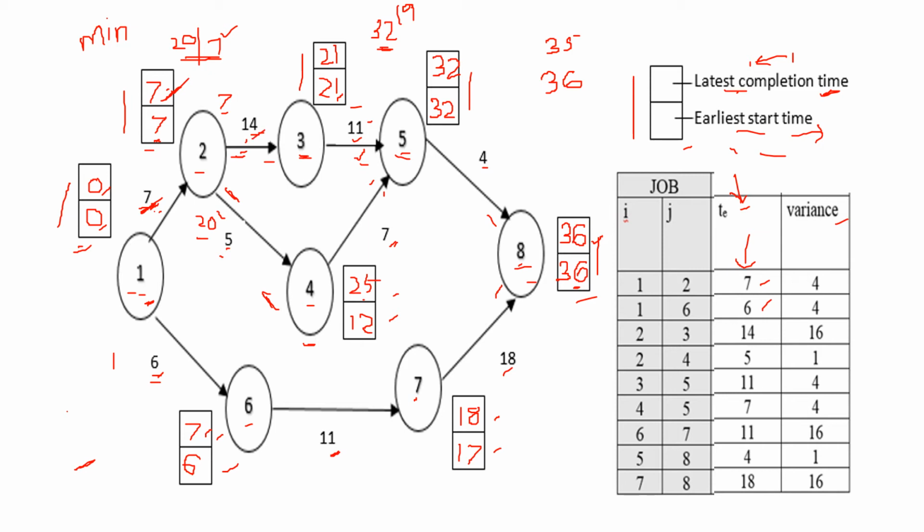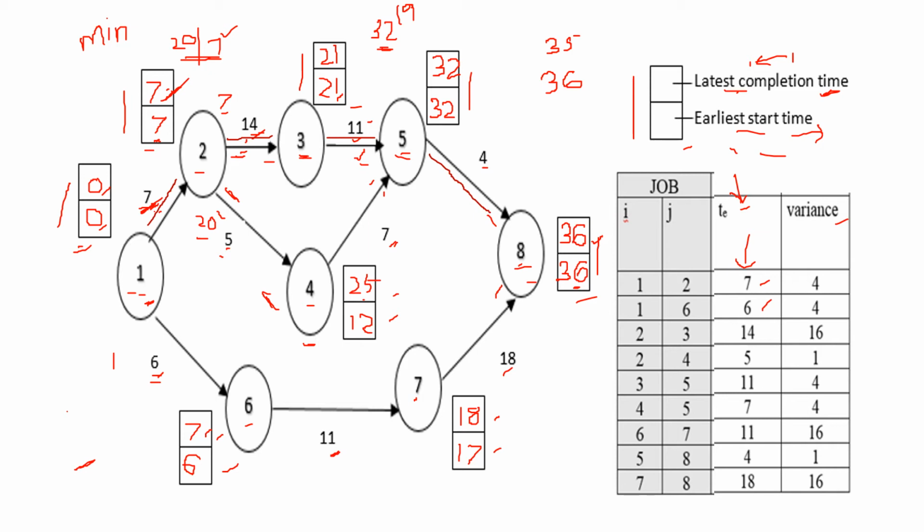Okay, so now you are having the critical path with you. So the critical path is from 1 to 2, and then 2 to 3, 3 to 5, and 5 to 8. This is the critical path.